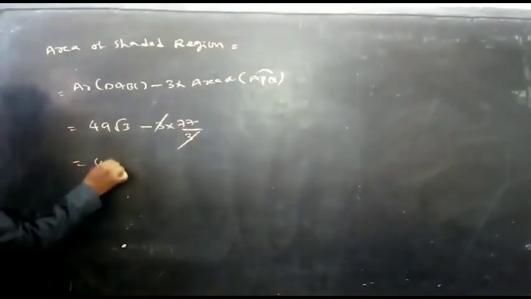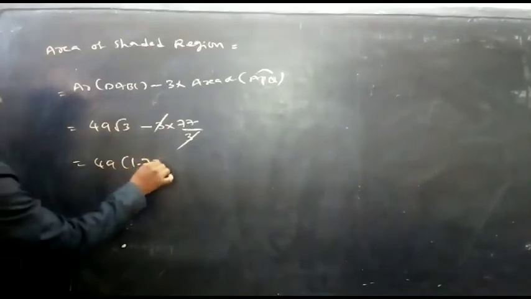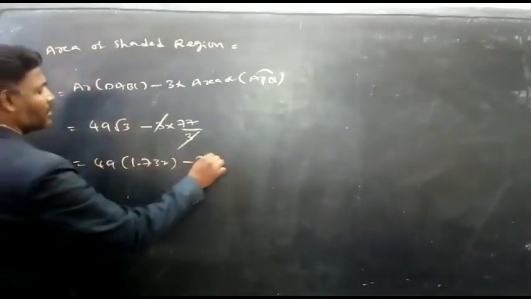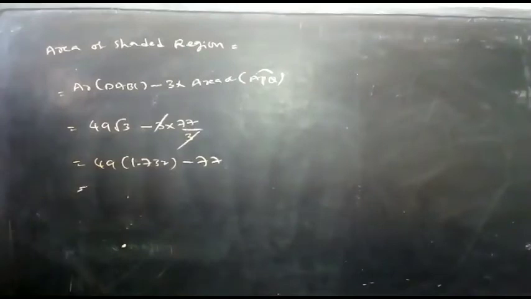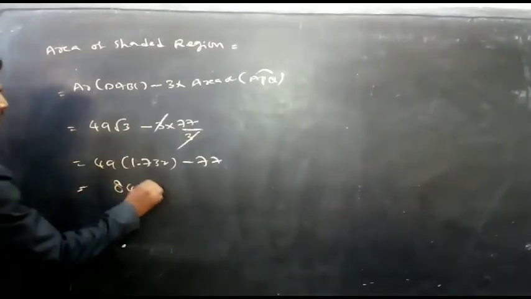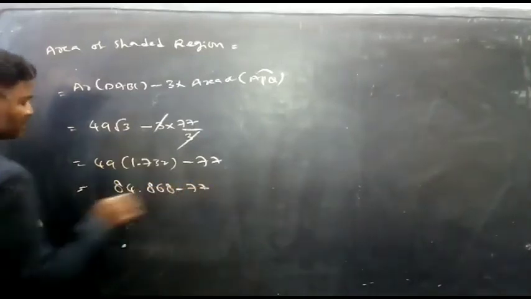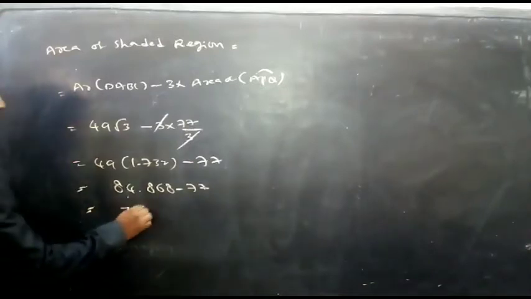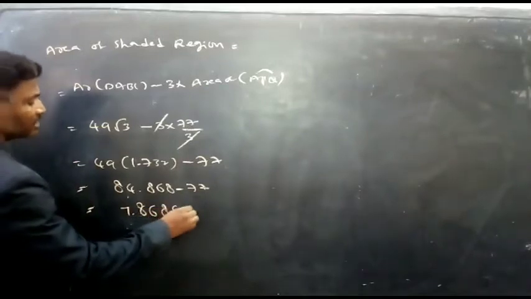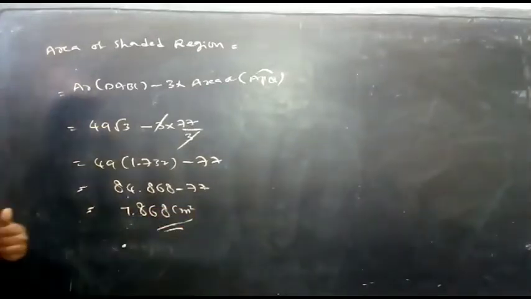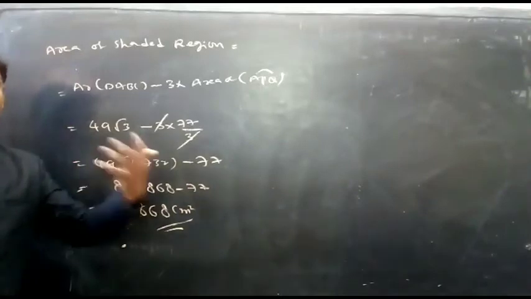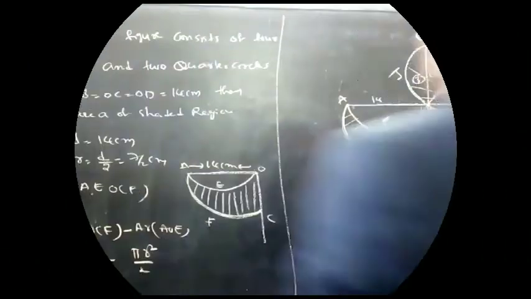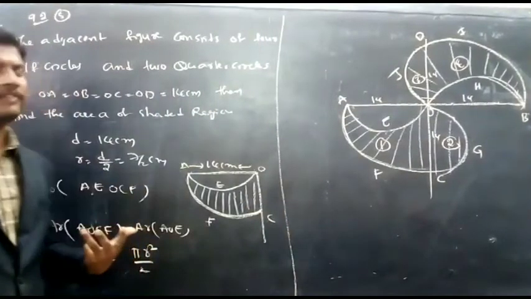Already we know the value of root 3. Root 3 we can write as 1.732. Now multiply 49 and 1.732, you will get 84.868, minus 77. Now subtract 77 from 84.868. You will get the answer 7.868 centimeter square. So what is the area of the shaded region? 7.868 centimeter square.